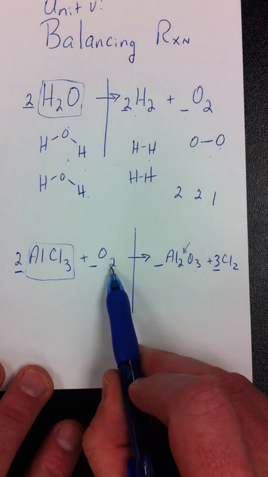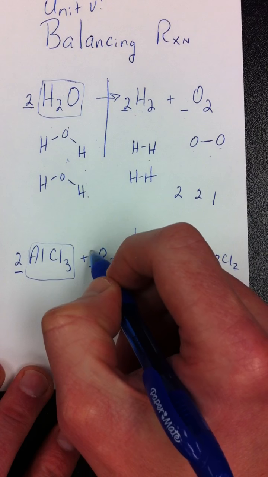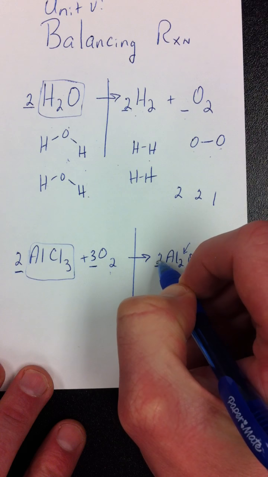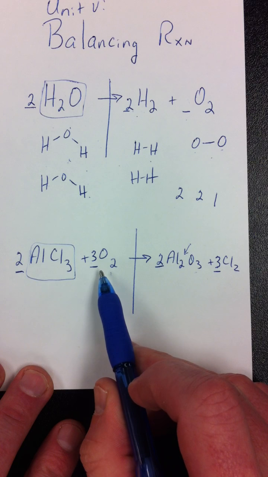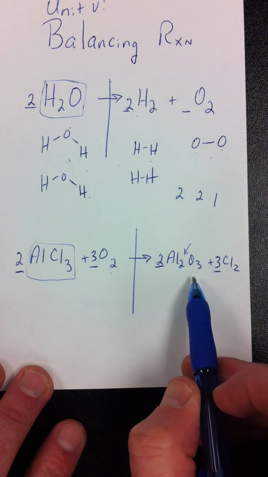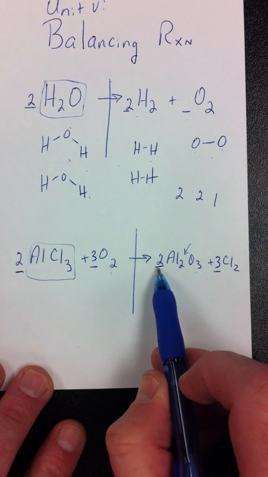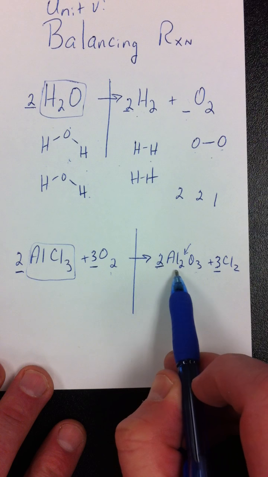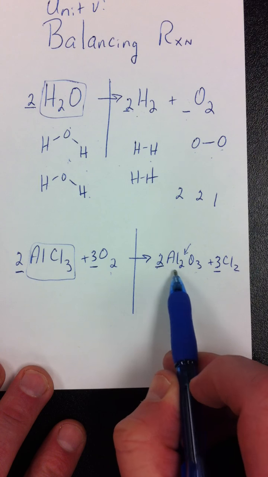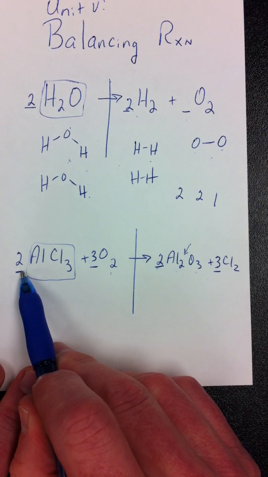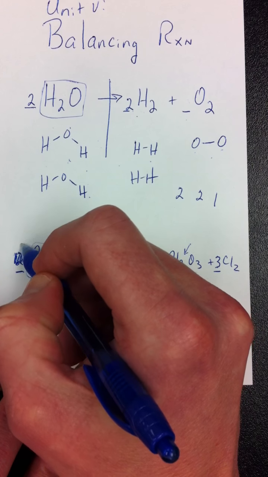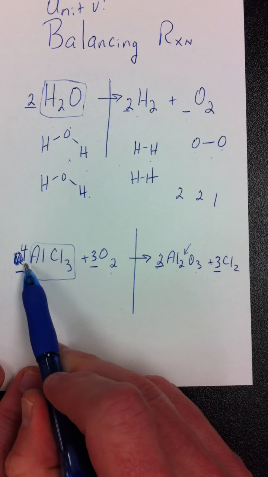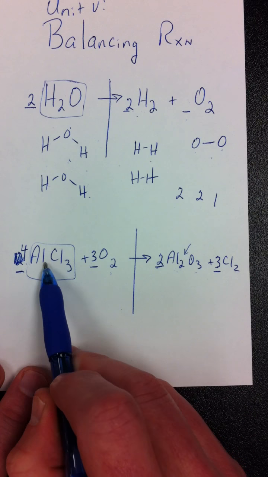So, since this is 2 oxygens and 3 oxygens, if we put a 3 here and a 2 there, that would give us 6 oxygens. Make sure you understand where you're getting 6 oxygens from. But when we do that, we change our aluminum atoms. Now we have 4 aluminum atoms. We thought we had balanced it by putting a 2 here. Well, we have to erase that and put a 4. So now we have 4 aluminum atoms, 4 times 1.